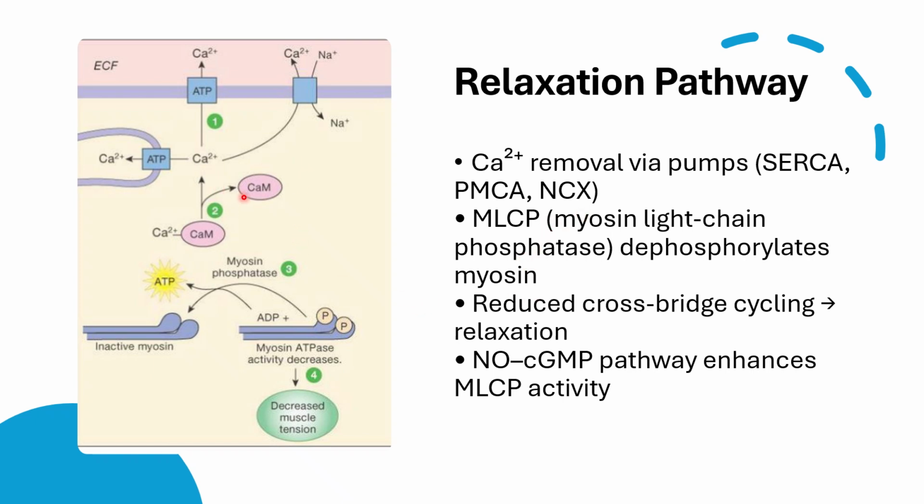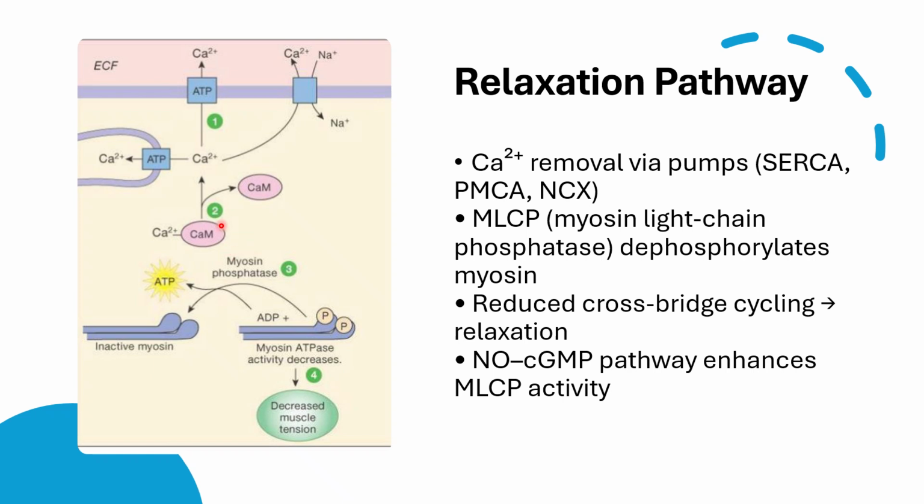The first change is the removal of calcium ions from the cytosol. Pumps begin working steadily. The sarcoendoplasmic reticulum calcium ATPase draws calcium back into the sarcoplasmic reticulum. The plasma membrane calcium ATPase transports calcium across the membrane, and the sodium calcium exchanger assists by swapping intracellular calcium for extracellular sodium. So, as the calcium levels fall, the cell's permission for contraction gradually fades.